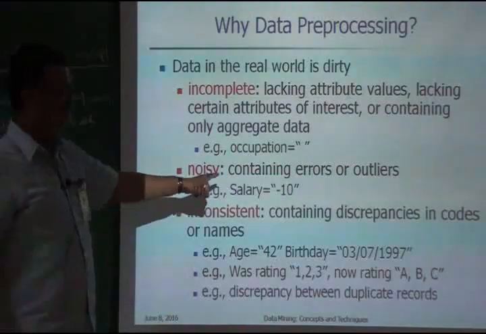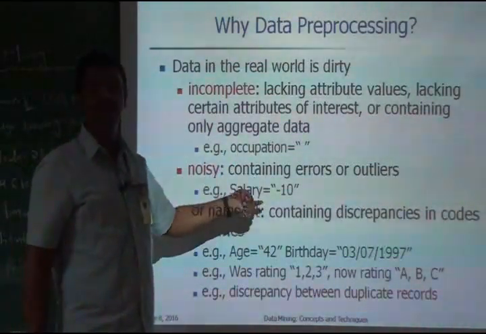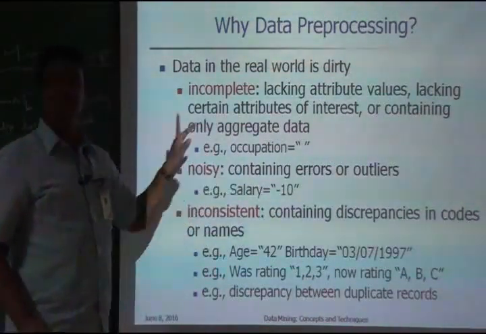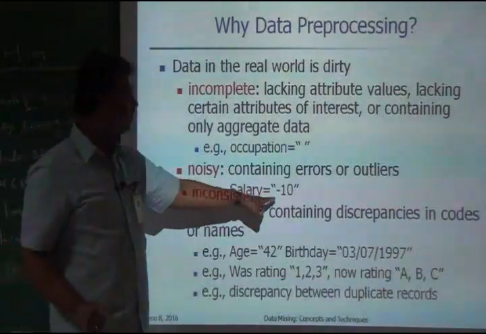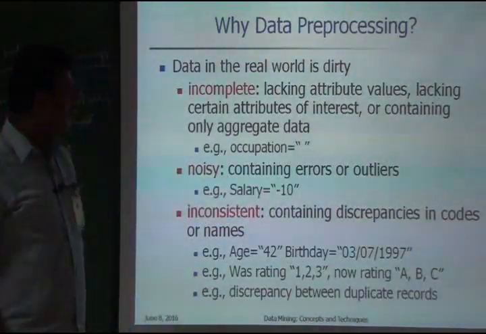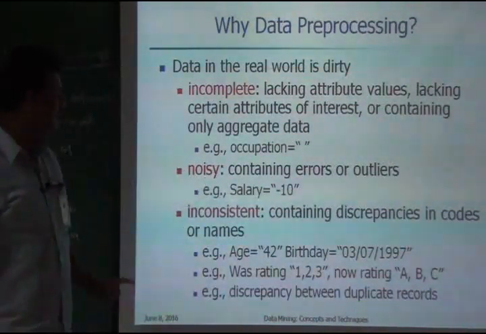What do you mean by noisy data? Noisy data means it contains errors or outliers. For example, salary equals -10. Is it correct? It is wrong. The salary should be a positive value, but this is an outlier or contains an error. So we have to remove the noisy data.